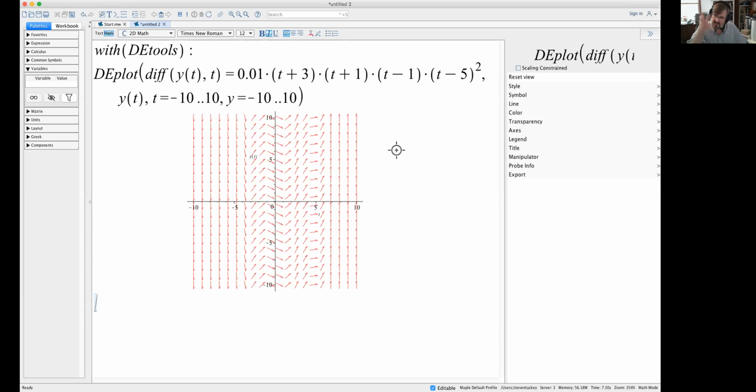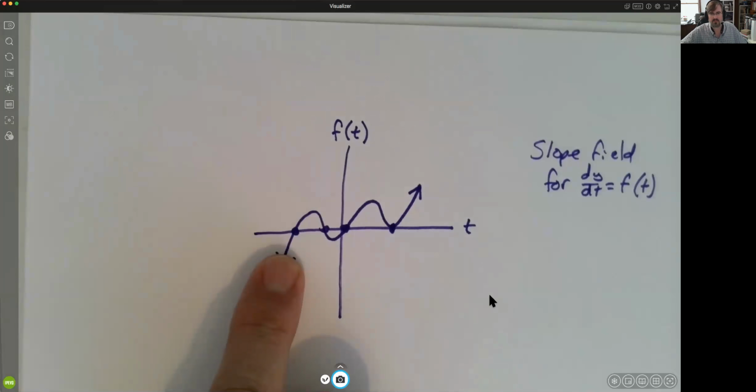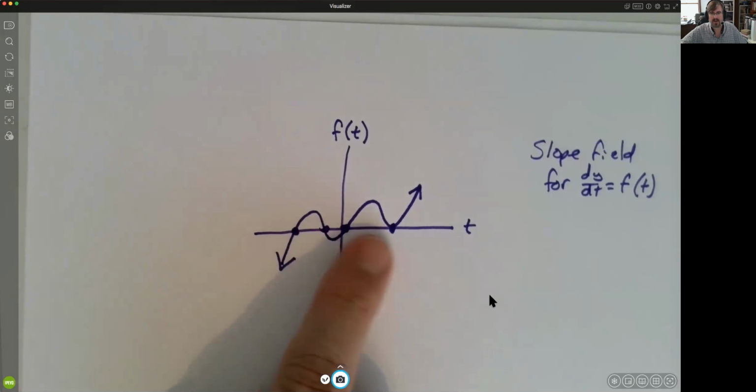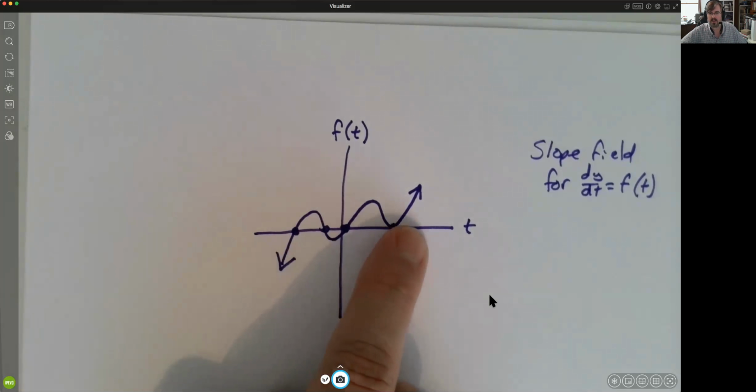And that is exactly what we would expect from the graph that we had on that little hand-drawn graph, right? We would expect negative slopes for t values less than whatever that is, positive slopes in between there, negative slopes in between there, positive in between here. It'll hit 0 here, but then just revert back to positive.